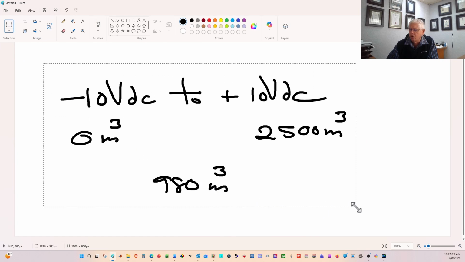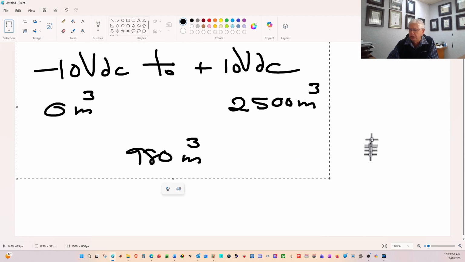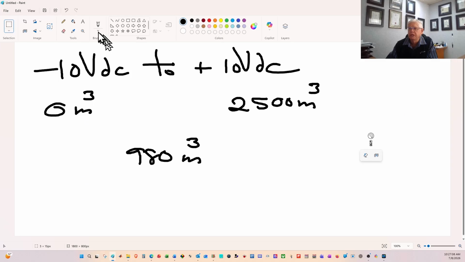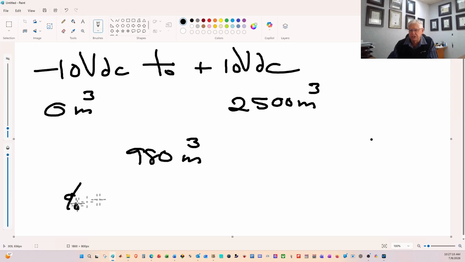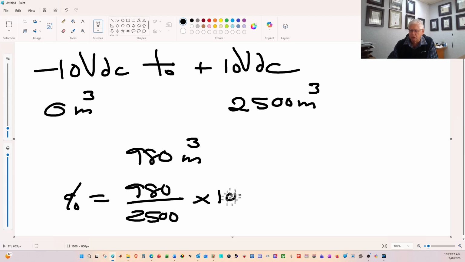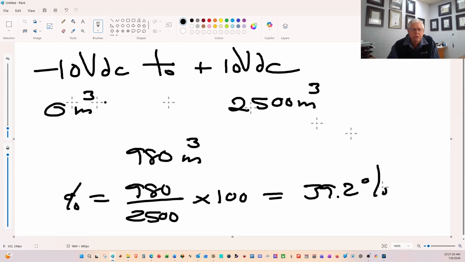We're just going to work out what percentage we are looking at, and that's going to be very simple. In our case, the percentage is going to be 980 divided by 2,500, and we'll multiply that by 100 to get it into a percentage, and that should give me a value of 39.2%. So we start off knowing that we're going to have to work with 39.2% of the total value of minus 10 to plus 10.